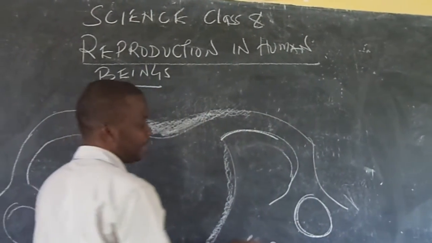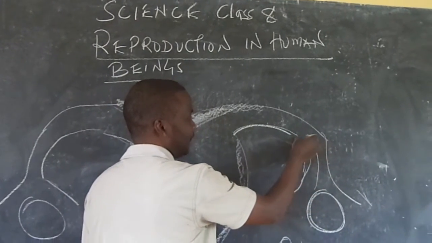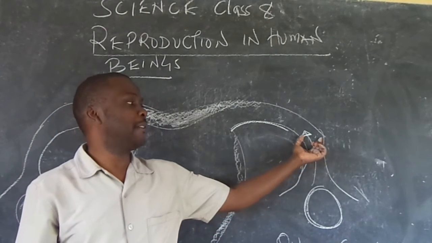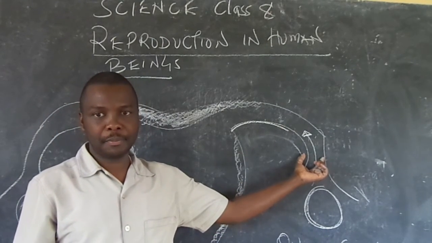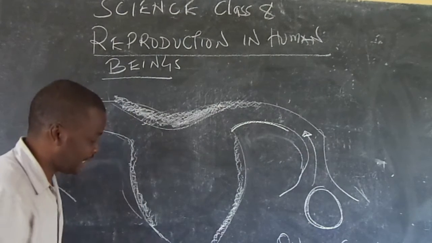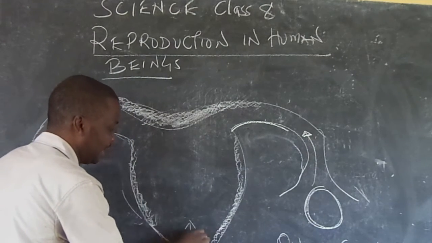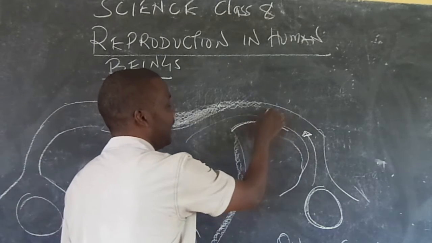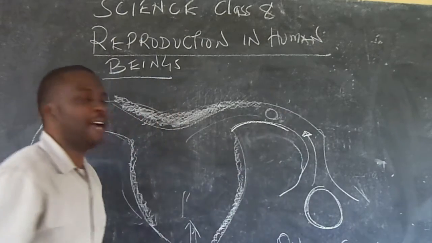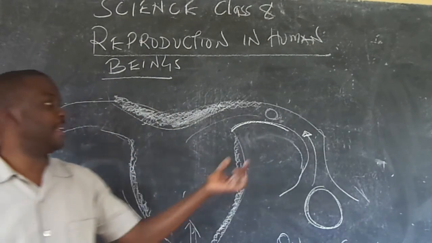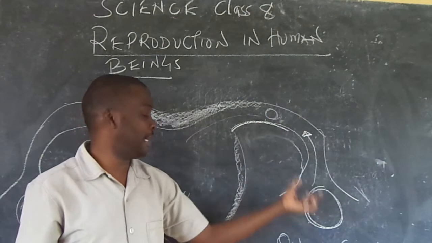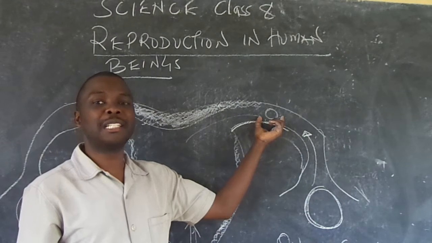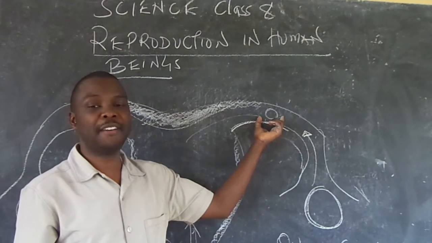Now, after production, the egg will move down the fallopian tube, or the oviduct. If there were sperms that had entered the vagina, they meet the egg in the fallopian tube. After meeting the egg, we say that a million sperms will meet one ovum. And this million sperms will fight for the space.